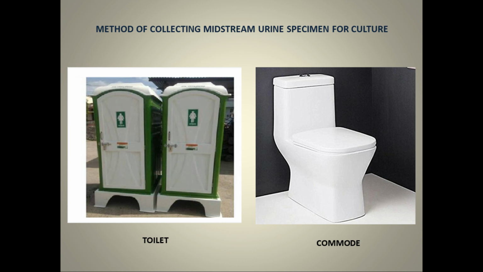Method of collecting midstream specimen for culture. Ask the patient to clean the genital area with soap and water and then rinse with water alone. In female patients, the labia are separated for cleaning and kept apart until the urine has been collected. In male patients, the foreskin should be retracted and the glans penis is cleaned before the collection of the urine.